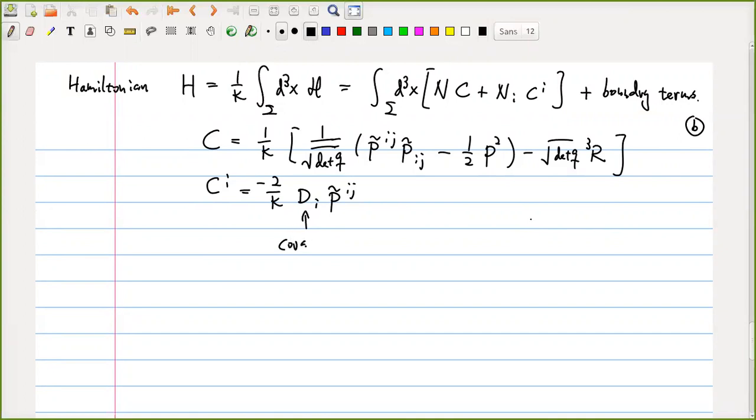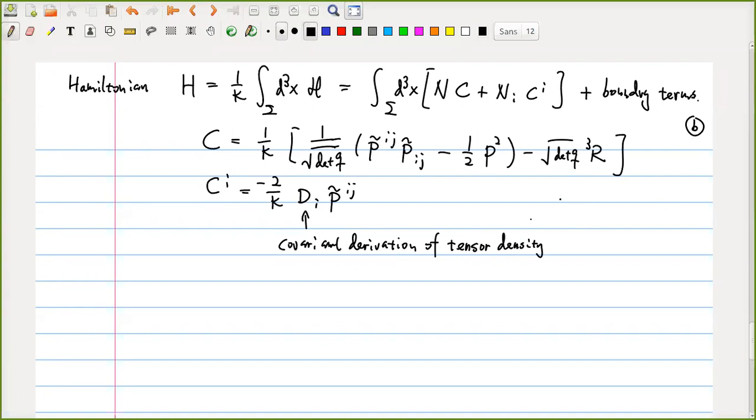So this is the covariant derivative of a tensor density. So it's different from the previously learned covariant derivative. Okay. So when you do the derivation, you will see the result.